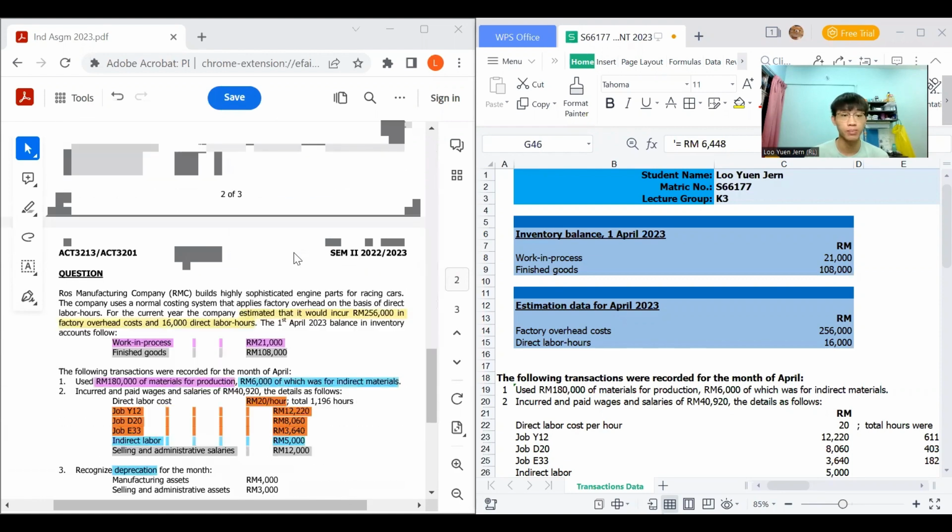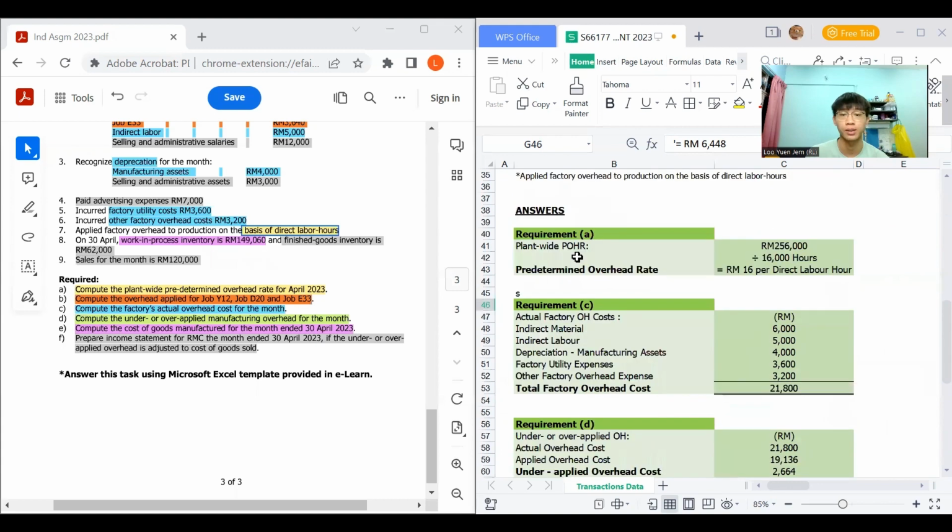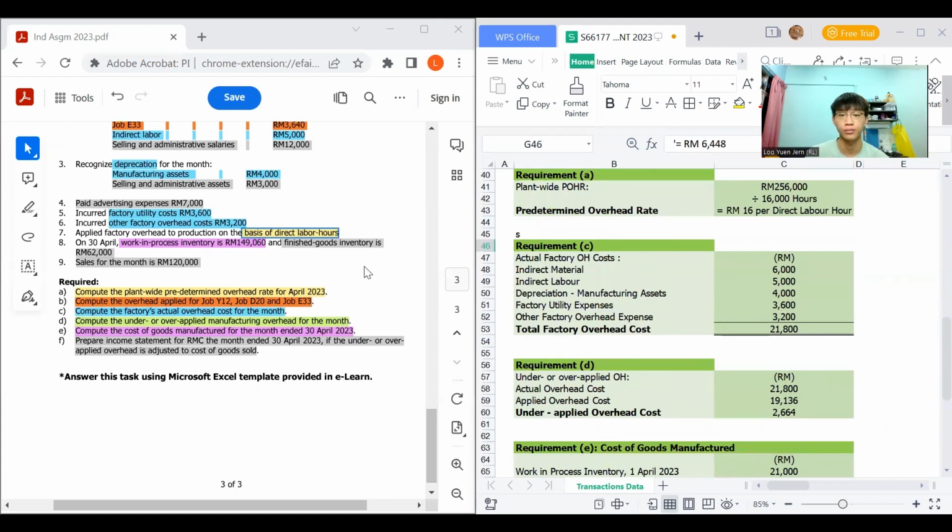From the question paper, we found that the questions required are A, B, C, D, E, and F. So we will solve them one by one. First is A: compute the plant-wide predetermined overhead rate for April 2023.